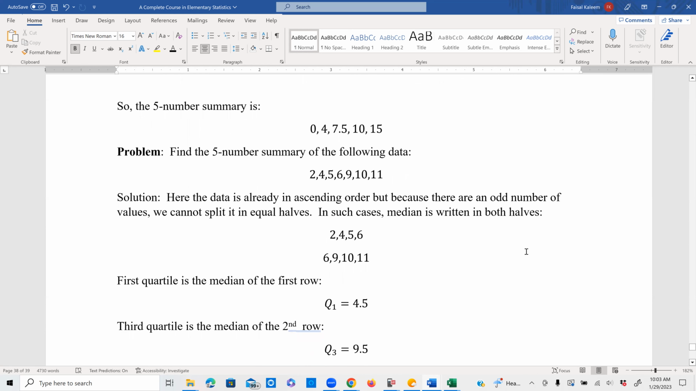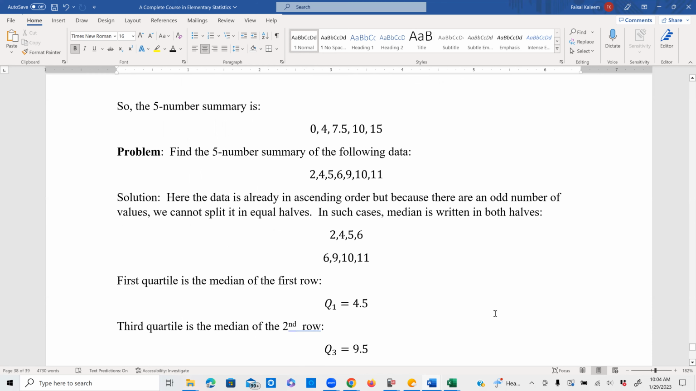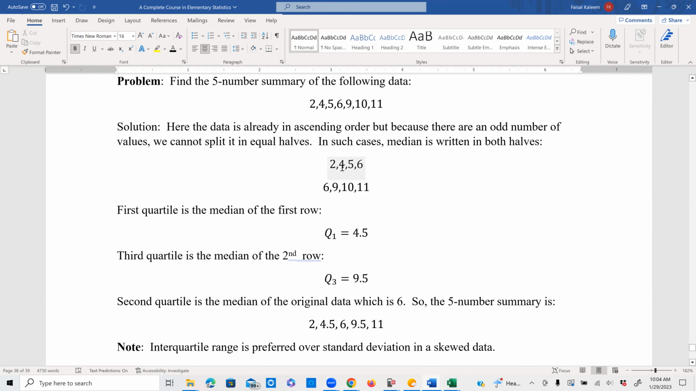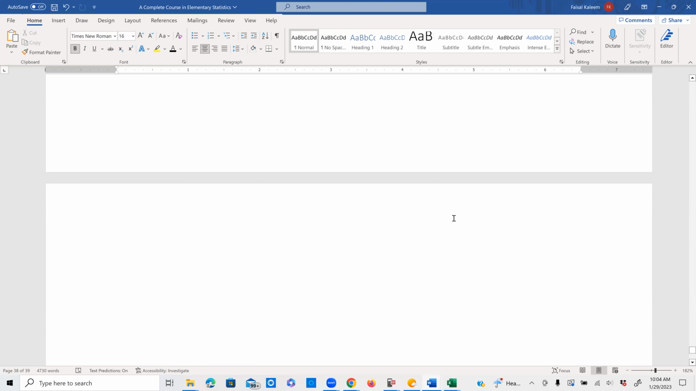If the data has an odd number of values, then you cannot split it into equal halves. In this case, there are 7 values and 6 is the middle value, or the median. In this kind of situation, you include the median in both halves. So the first half will be 2, 4, 5, 6. The second half will be 6, 9, 10, 11. Again, the first quartile is the median of the first half, which is 4.5. The third quartile is the median of the second half, which is 9.5, and the median we already said was 6. And then we have to remember that interquartile range is preferred over standard deviation in skewed data.